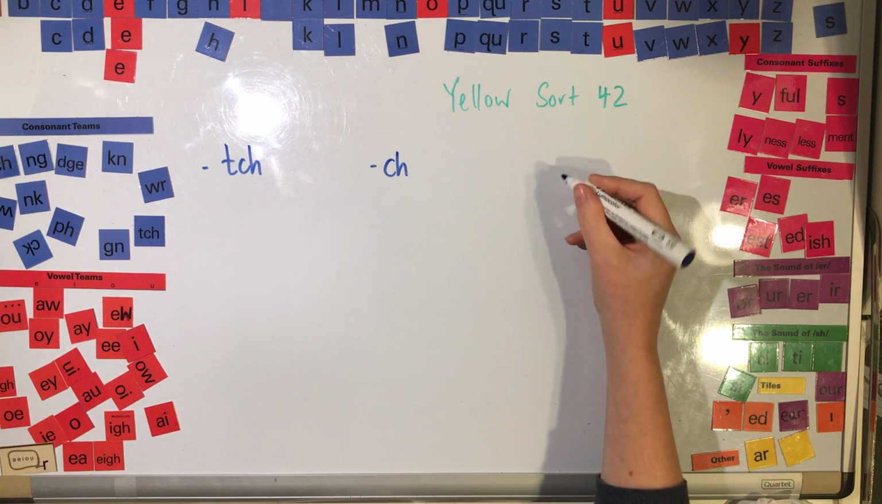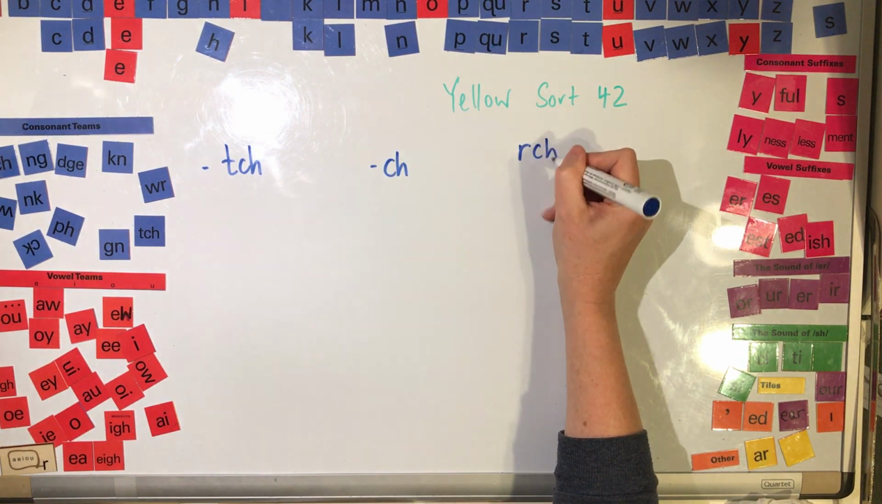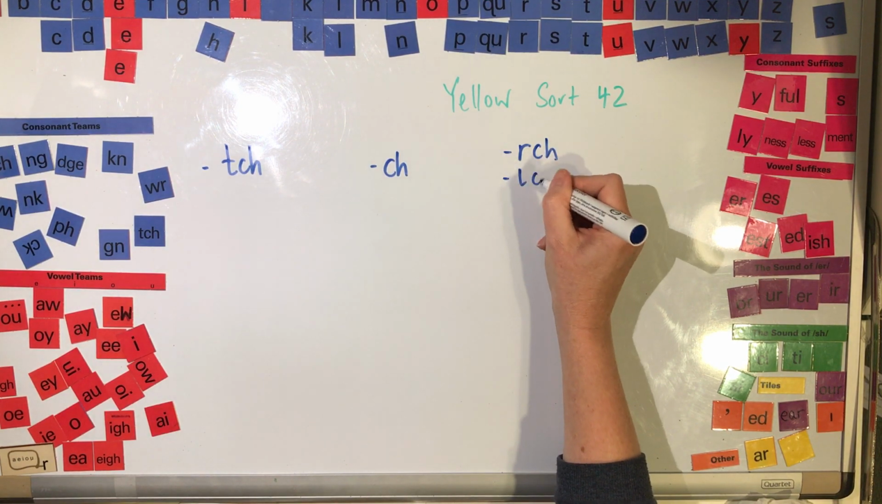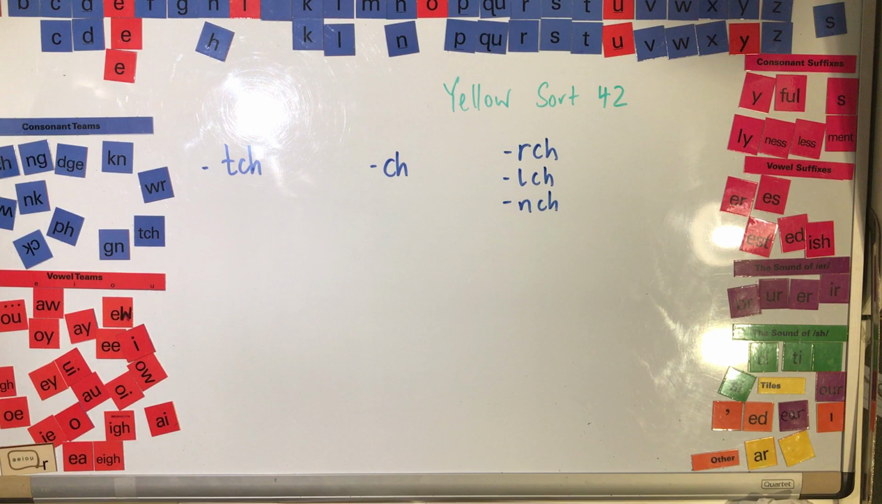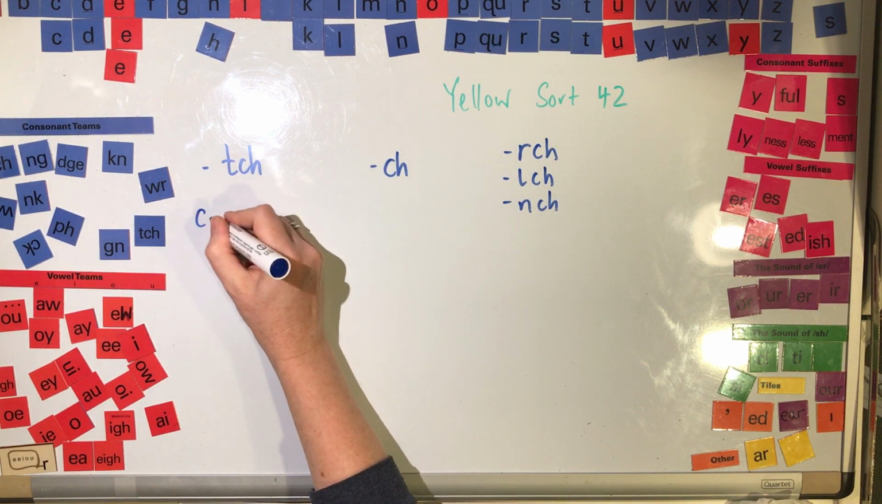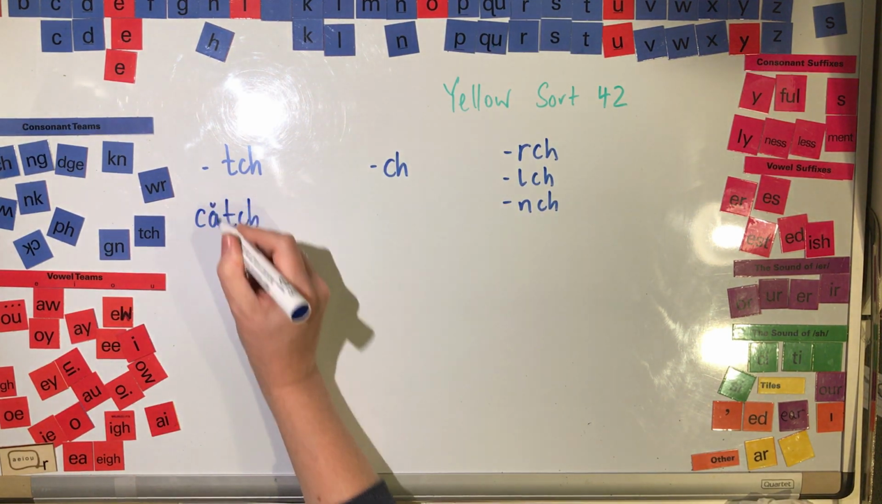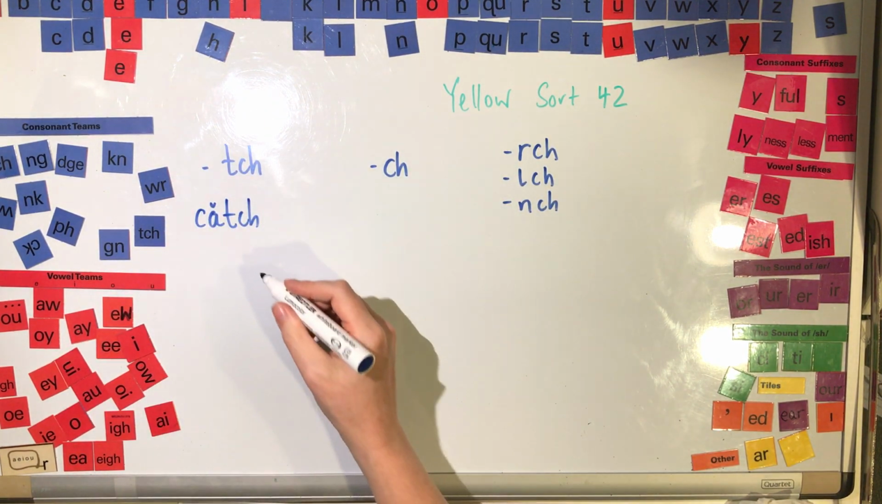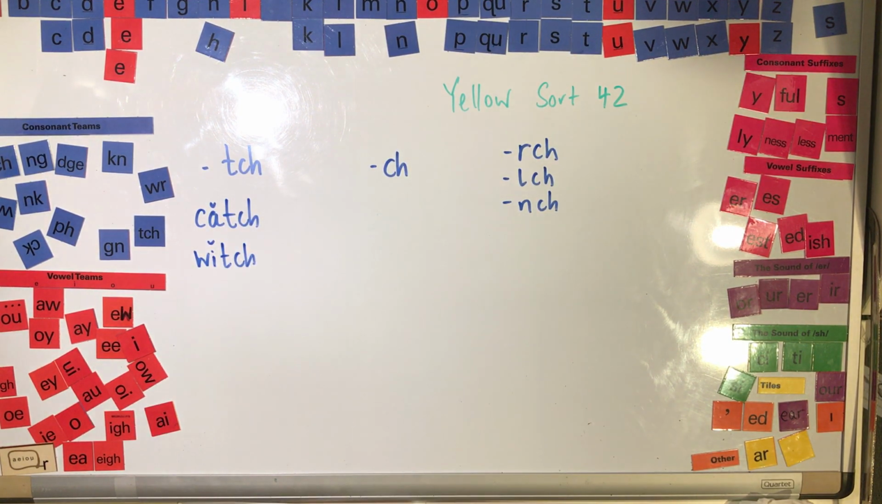And we've got RCH, LCH, and NCH. Okay, so we've got words like catch, short vowel. These are all our short vowel sounds. Which, like a baddie in the story, which.